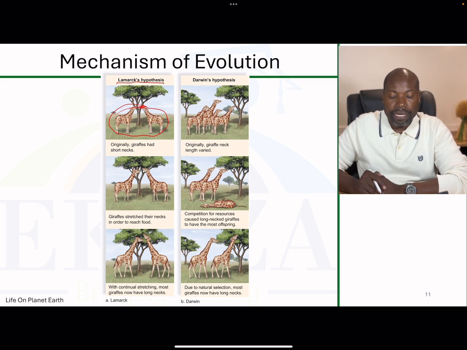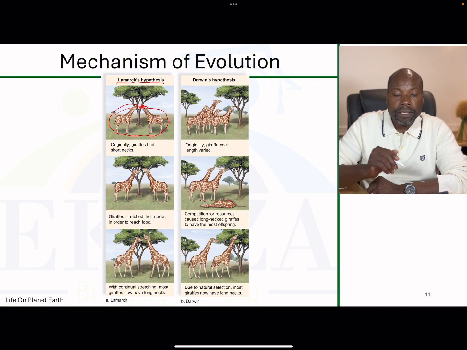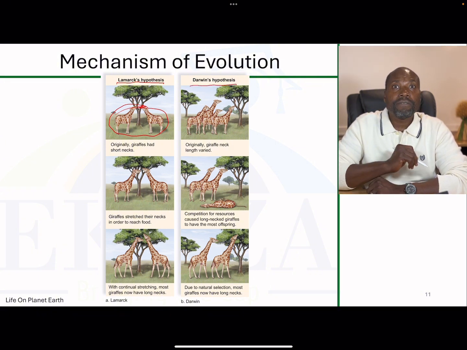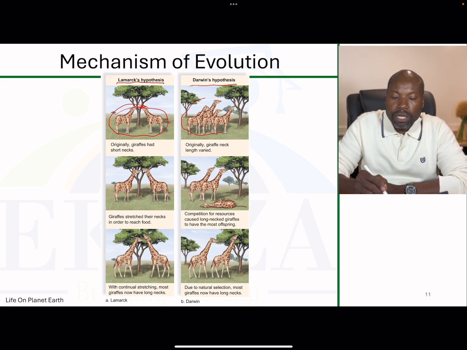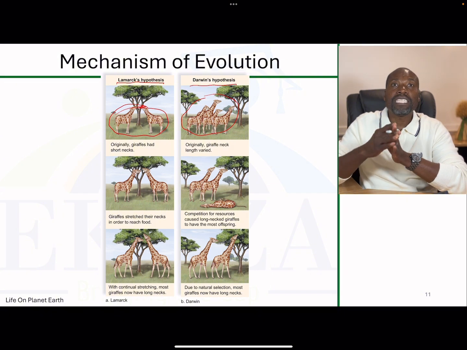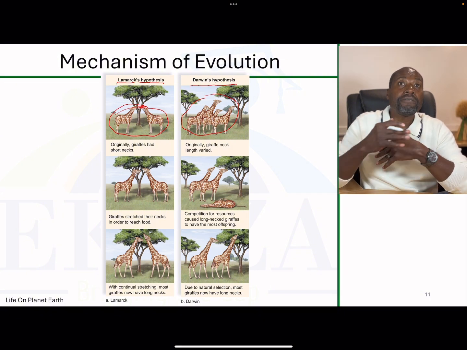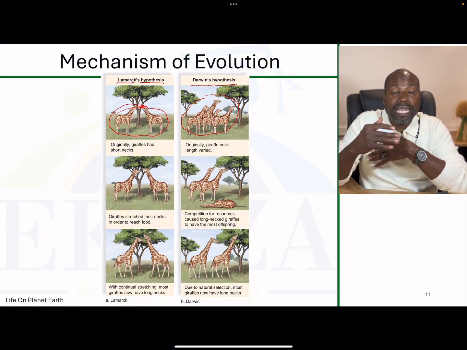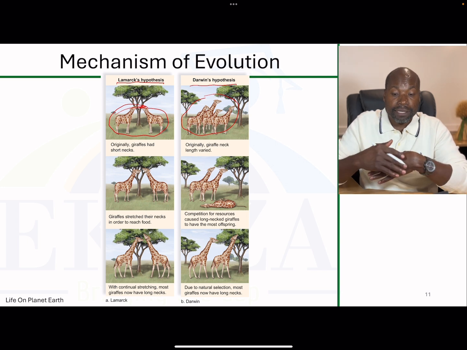That's Lamarck's idea. But Darwin's idea of natural selection is that in a population, you have different kinds of individuals. You have individuals with long necks. You have individuals with middle-sized necks. You have individuals with short necks.